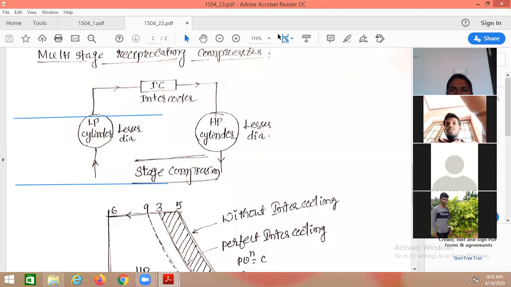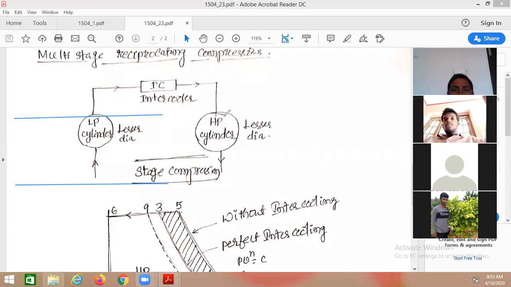In the high pressure cylinder, the pressure at the exit of the LP cylinder is considered the inlet pressure for the HP cylinder. From that pressure, it is compressed again to the next level and stored in a separate storage tank. Between these two stages of compression, a separate intercooler is connected. An intercooler is nothing but a heat exchanger.